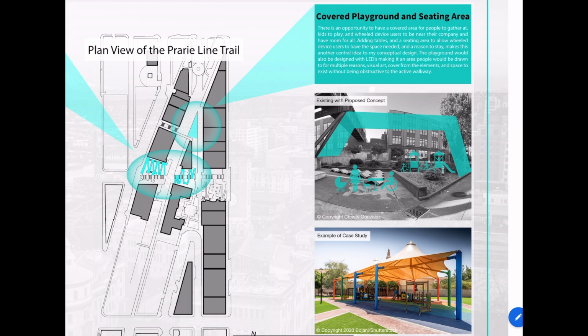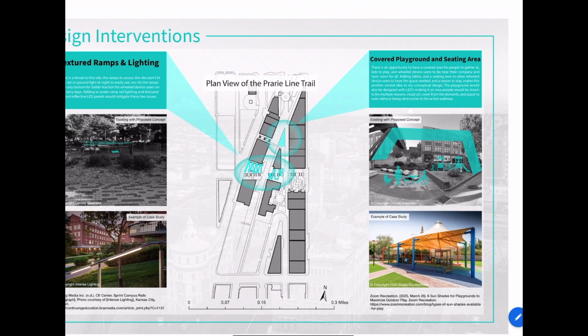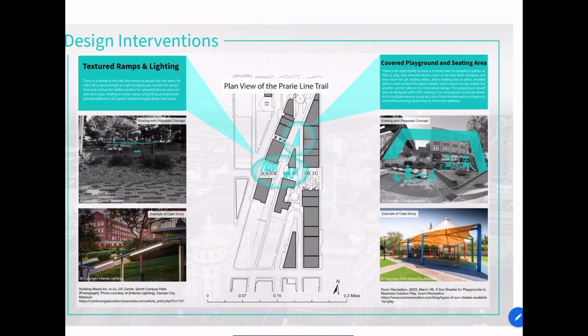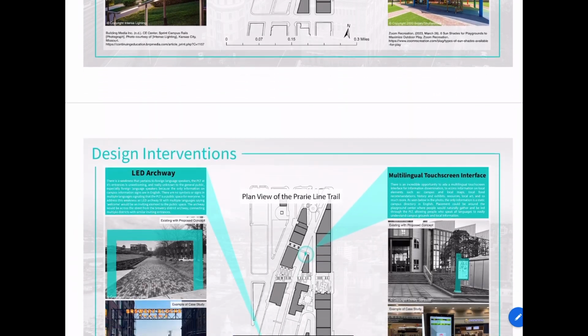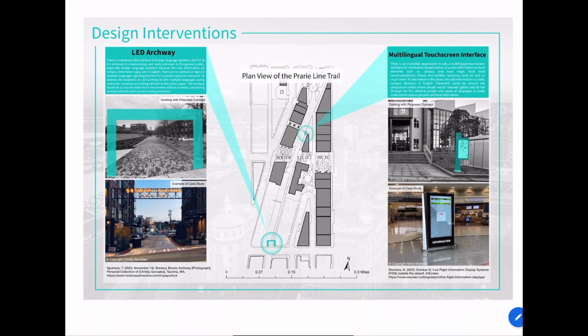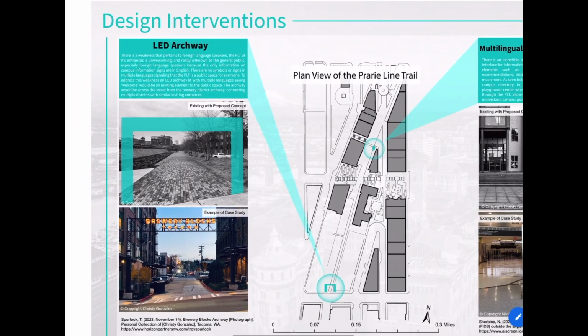The playground would also be designed with LEDs, making it an area people would be drawn to for multiple reasons: visual art, cover from the elements, and space to exist without being obstructive to the active walkway. On this next page of my design interventions, I have addressed 2 different elements from my SWOT analysis that I would like to design to serve foreign language speakers better.